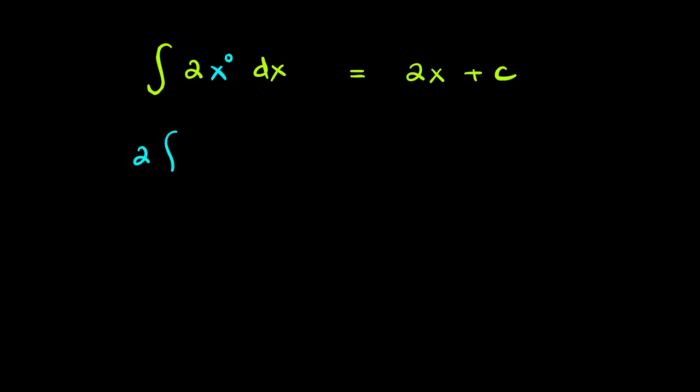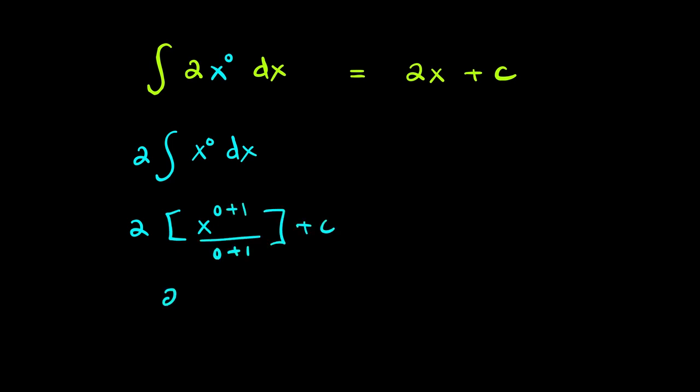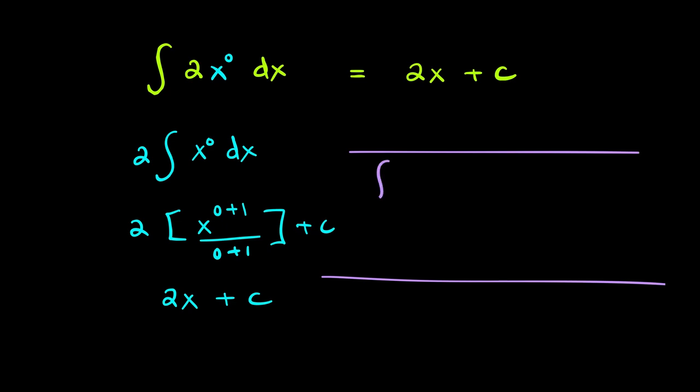This 2 will go on the outside. X raised to the power of 0 dx, integrate just like before. This is 0 plus 1 divided by 0 plus 1 plus a constant of integration c, which becomes 2x plus c. Therefore, I can generalize and say, whenever we integrate a constant a with respect to x, it will become ax plus c.